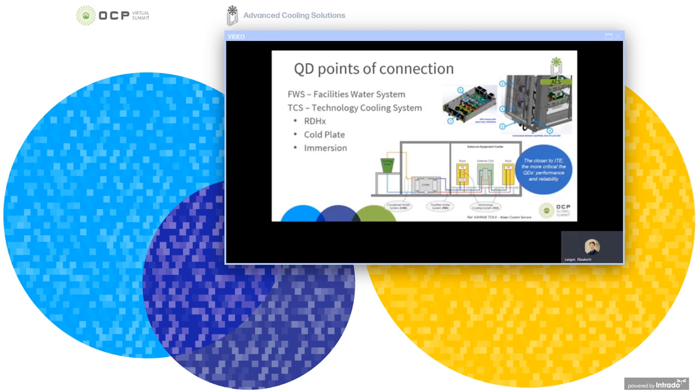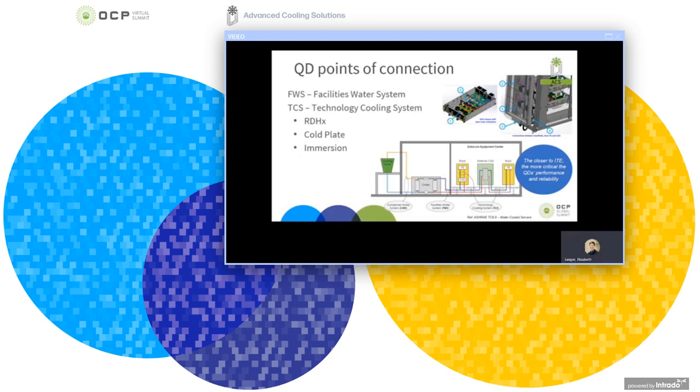And on the technology cooling system side, or TCS side, where the IT equipment resides, ACS architectures such as the rear door heat exchanger, cold plate, and immersion will utilize many more connections and require more detailed consideration around the specifications. The closer to the IT equipment, the more critical the QD's performance and reliability becomes.